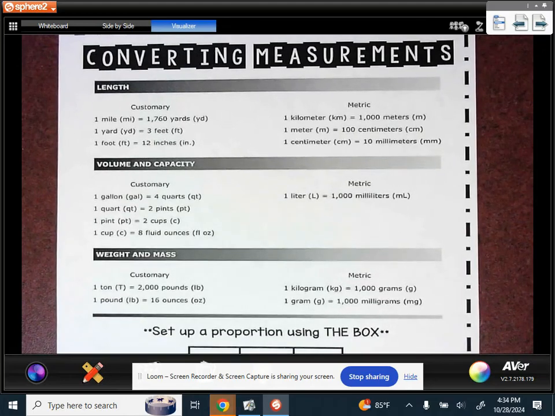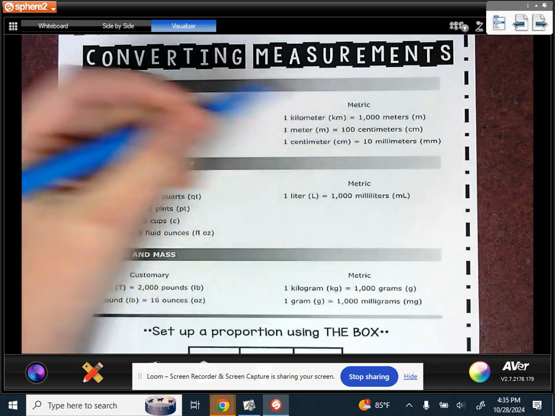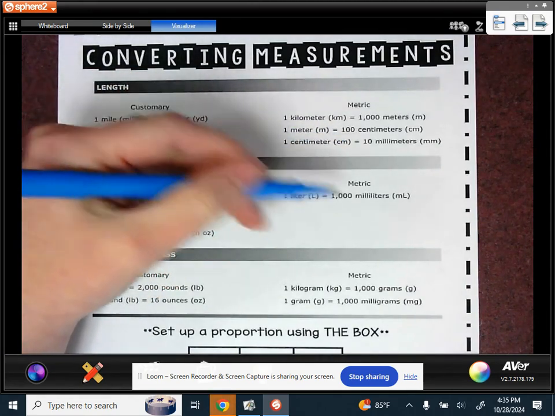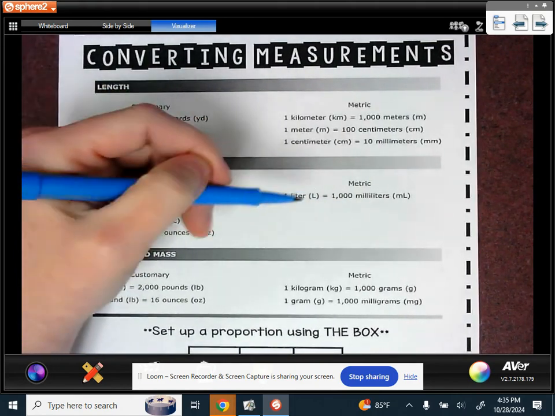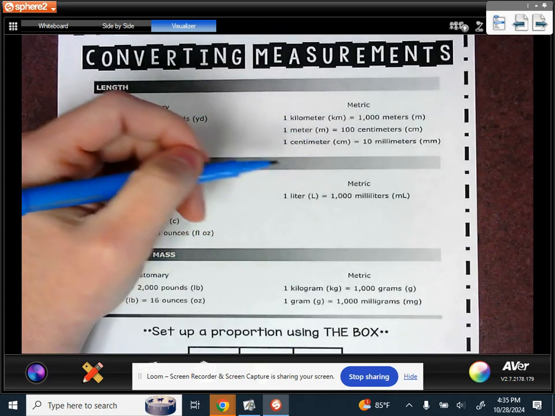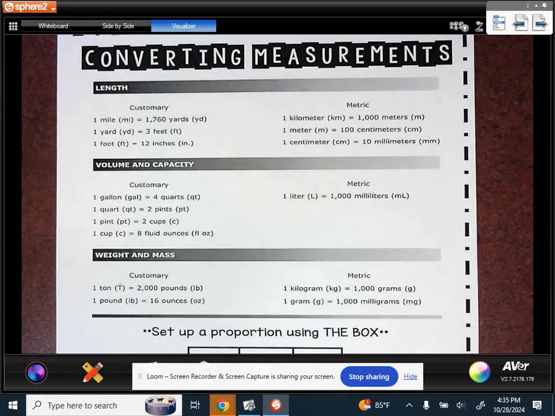Today we're going to talk about converting from one unit of measurement to another unit of measurement. Most of the world uses what's called the metric system, and we use this in science a lot. So whenever you're measuring liquids in science, you use liters and milliliters. If we're measuring distance in metric, we use things like millimeters, centimeters, meters, kilometers. And if we're weighing things in metric, we use things like grams, milligrams, kilograms.